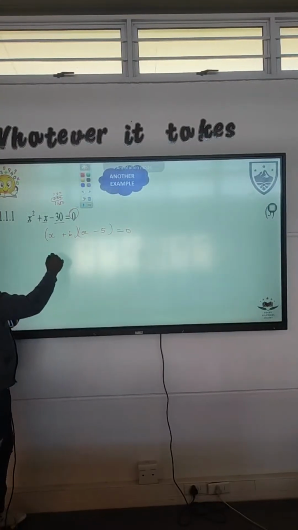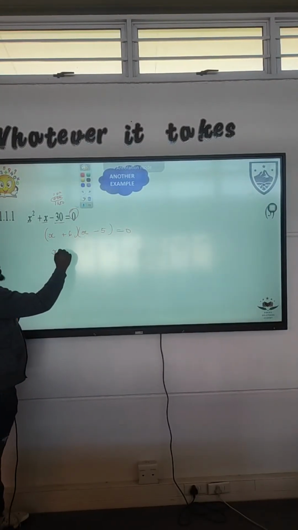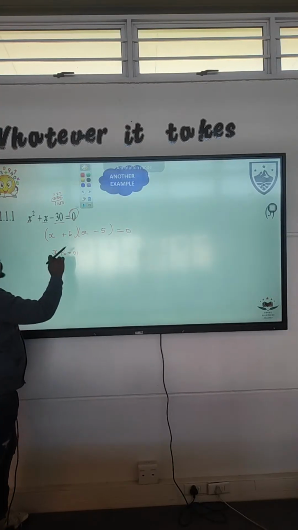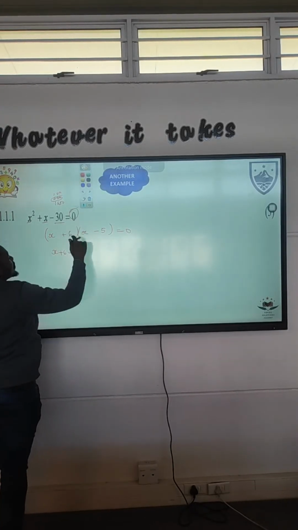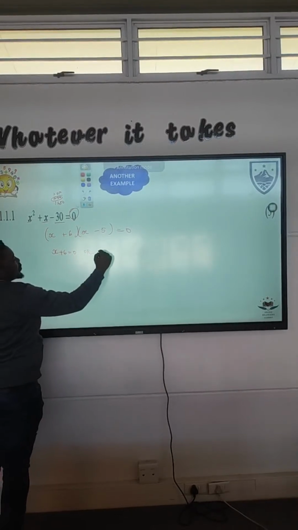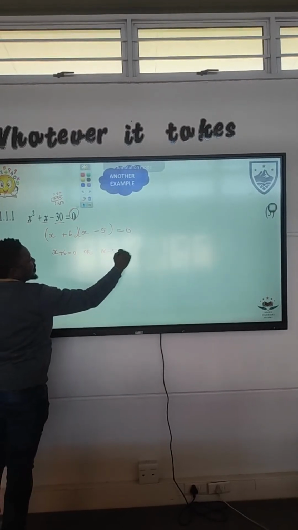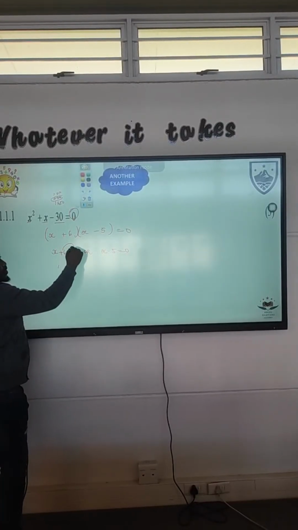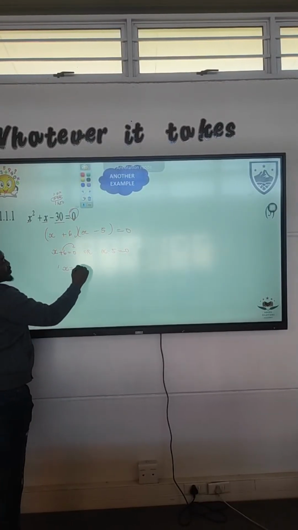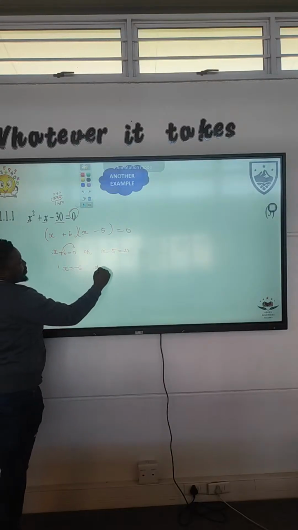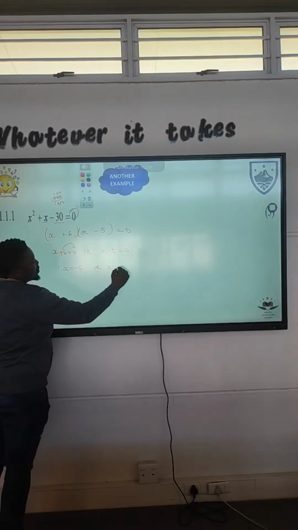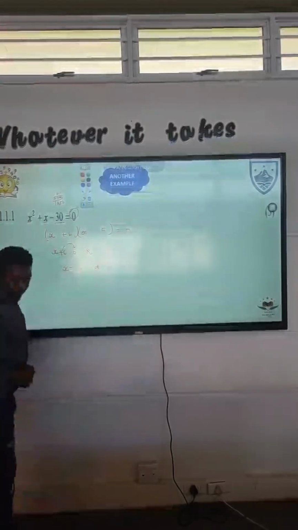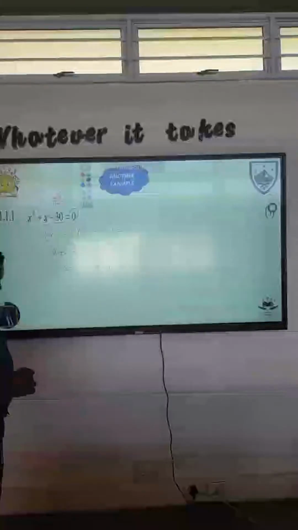And then we're going to have x plus 6 equals 0, or x minus 5 equals 0. Then we transpose to the other side, so x will be equal to -6, or x will be equal to +5, because when you transpose to the other side, we change the sign.